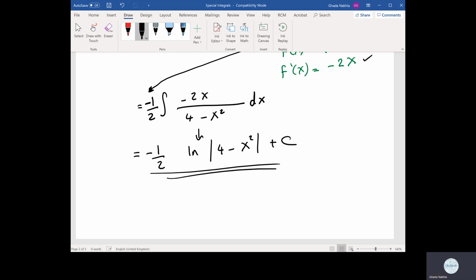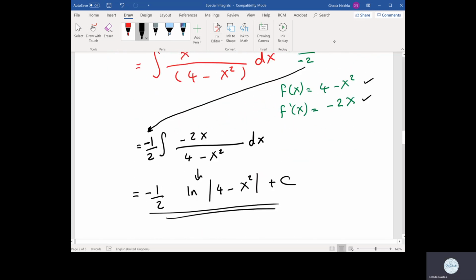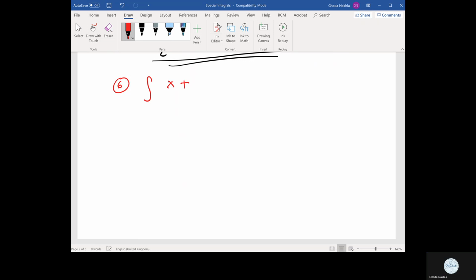Okay, let's take a look at something slightly different. We are on question 6 at the moment. Something slightly harder, and this time I'm integrating x plus e to the 2x divided by x squared plus e to the 2x dx.